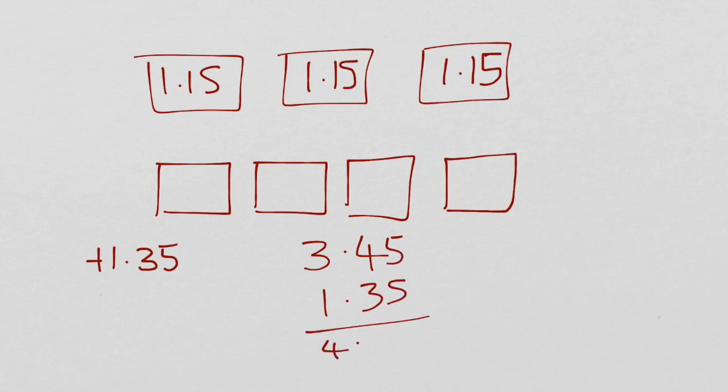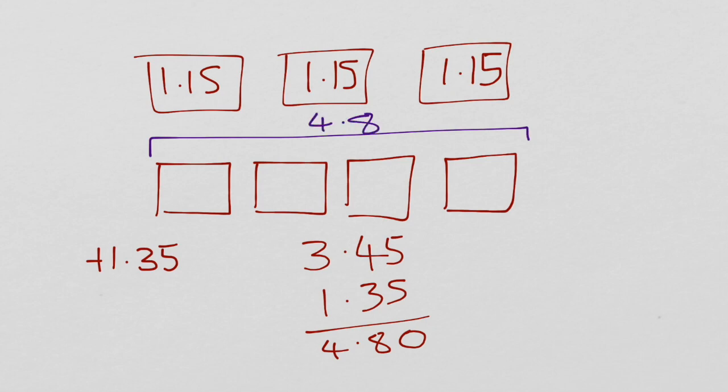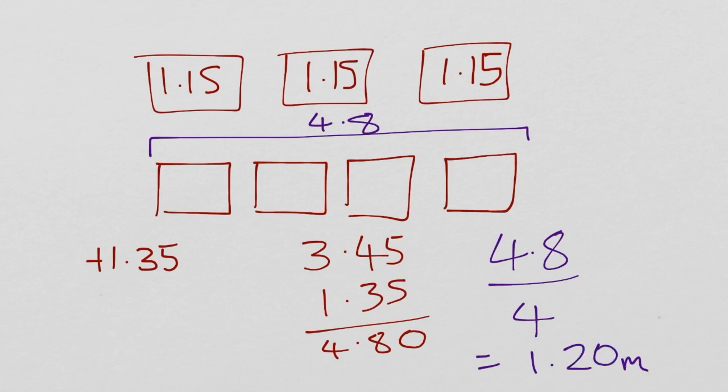Okay, so if I draw out another model again, 4 boxes, they all total 4.8, so I need to know what height represents one person. So simply we divide 4.8 by 4, and that equals 1.2. So the height of each person is 1.2 meters.